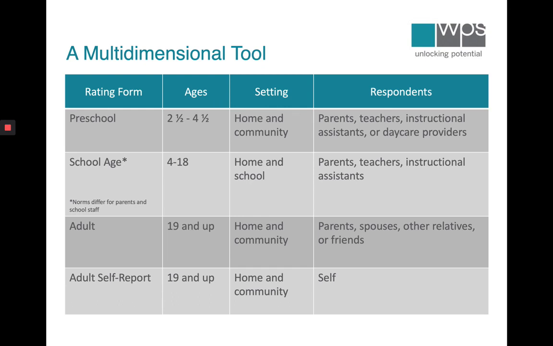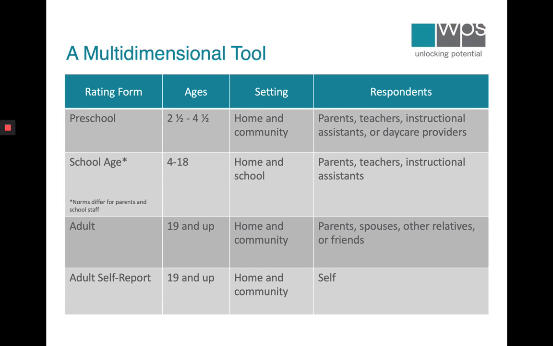As I said earlier, the SRS-2 is a multi-dimensional tool, which means it can be used from preschool through an adult self-report version as well. What's nice about the SRS-2 is for those of you that work in the schools, the school age rating form, it's the same rating form that is used, and it can be filled out by either parents or teachers. Obviously the norms are different, but when ordering products you're not going to find a parent or a teacher version. It simply comes in preschool, school age, adult, or an adult self-report.